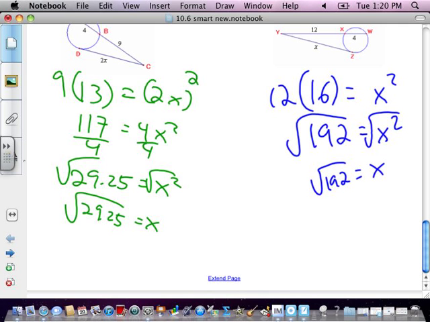Yes, Brian? Because you have to square the tangent. That's the formula from back on the other page. If you flip your paper over, we're looking at the third diagram at the top. And we have to square the tangent and set it equal to the length of the secant times the external part of the secant.